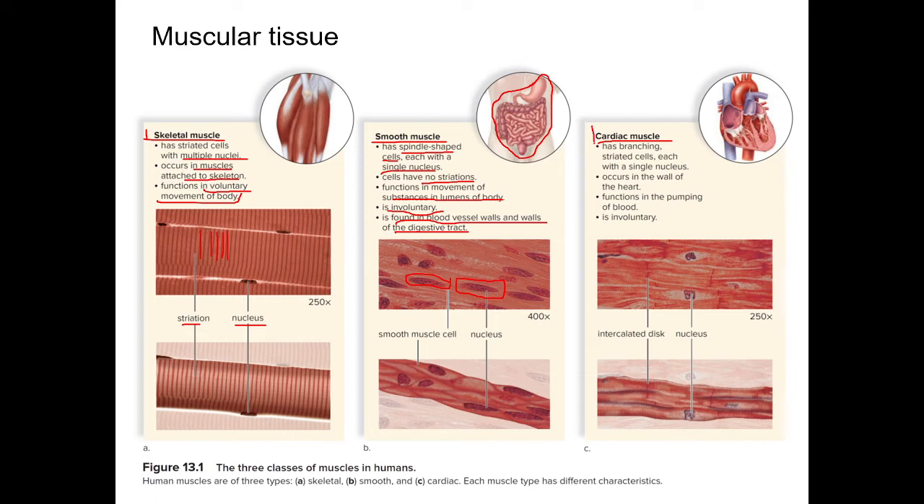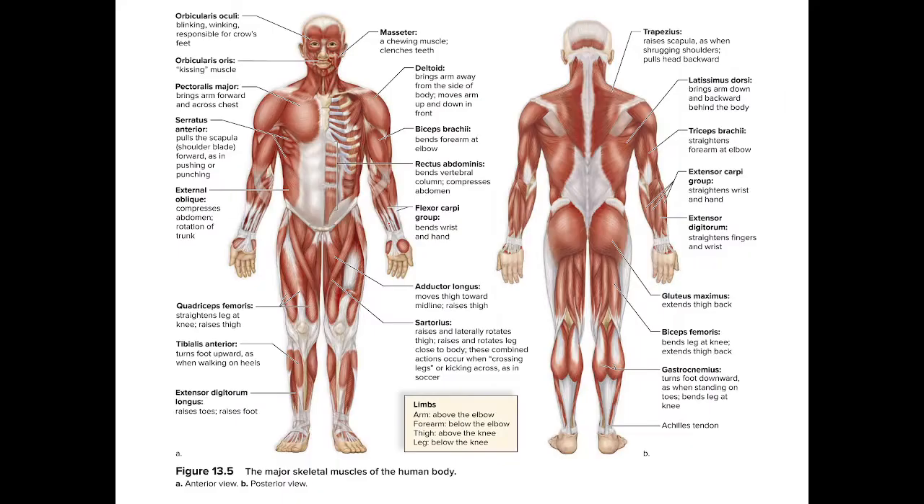Then cardiac muscles have branching striated cells present in between, each with a single nucleus, and they occur in the wall of the heart. The function is the pumping of blood, and the function is completely involuntary, which is not in the control of the human body, or which is not in our control. Okay, so I hope you understand these three types.